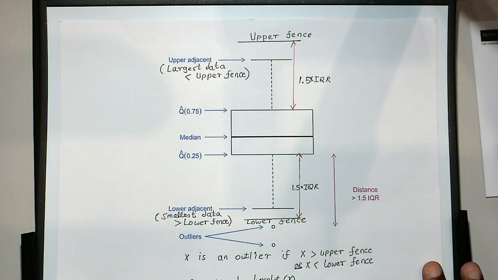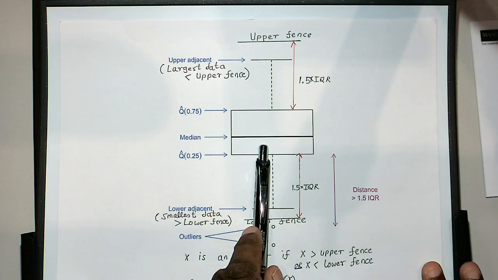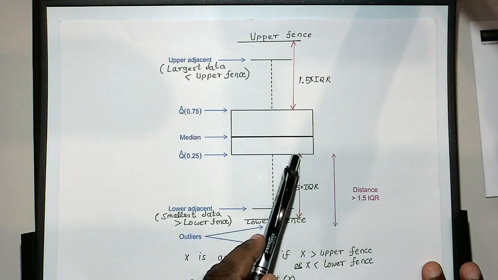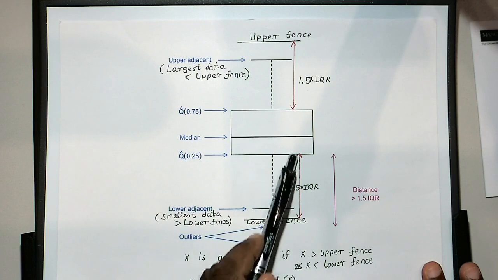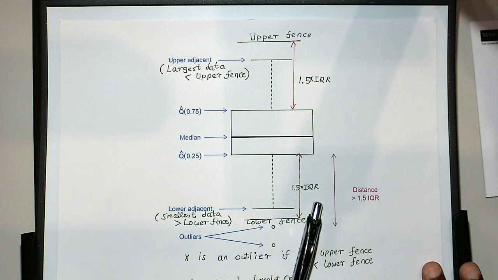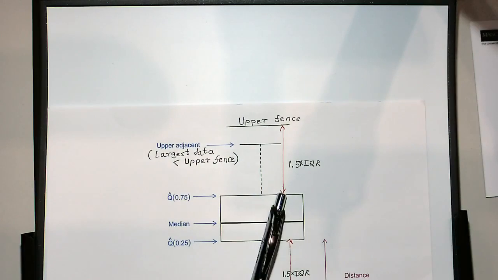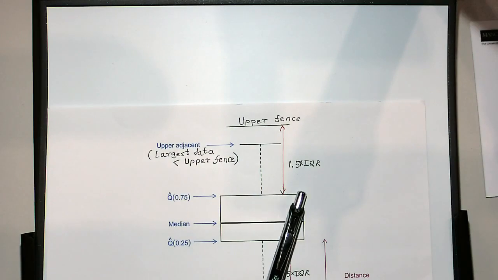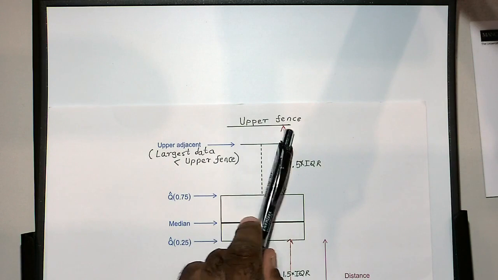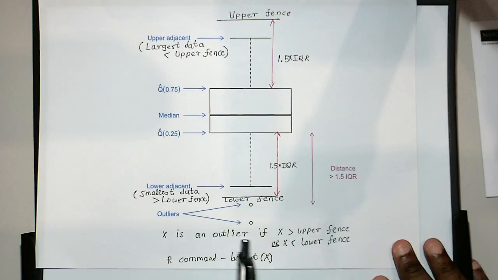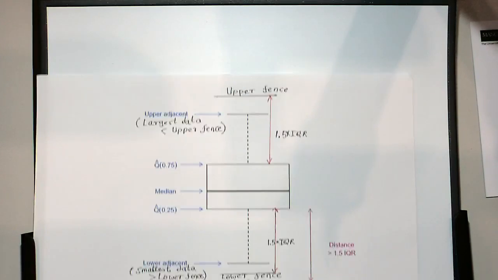So a box plot looks like this. The middle line is the median. This line is the first quartile. This is the third quartile. The red arrow is the distance, 1.5 times IQR. So this line here is known as the lower fence, right? And this red arrow here is again 1.5 times IQR, and this line here is known as the upper fence. And anything that goes below the lower fence or above the upper fence is known as an outlier.